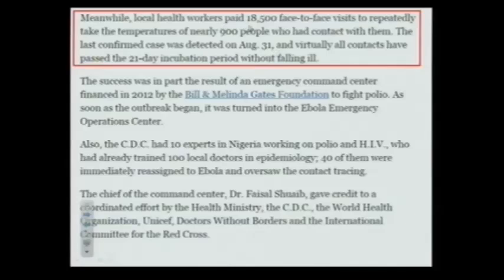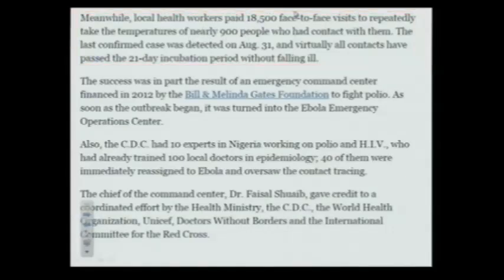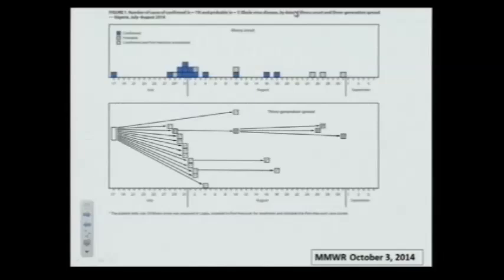Local health workers paid 18,500 face-to-face visits to take the temperatures of 900 people who had contact with the cases. So 20 cases, let's say each one had approximately 50 contacts, 20 times 50 would be 1,000, right? What we are doing in Dallas, what they did in Nigeria, each contact is checked daily for 21 days. Because if you haven't gotten sick after 21 days, that's the outer limit of the incubation period, then you're not going to get sick. 21 times 100 would be 2,100; the number was actually a bit less, 1,800.